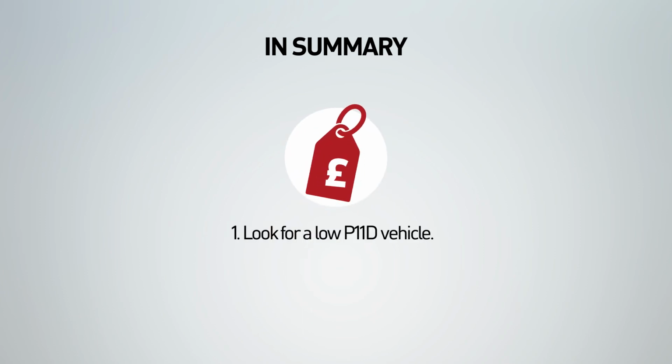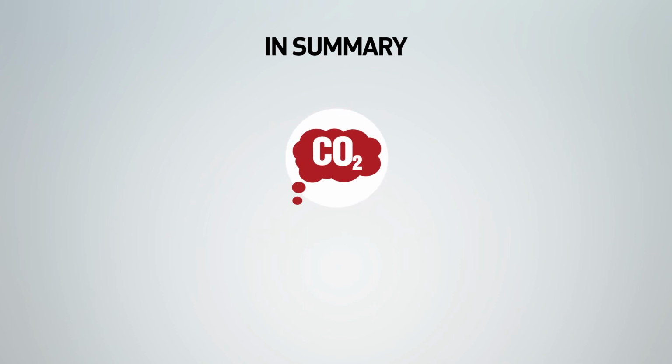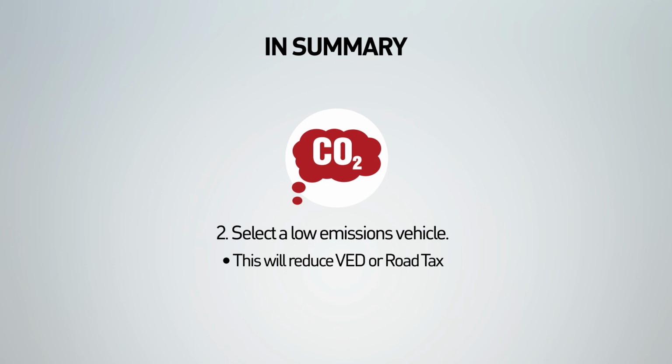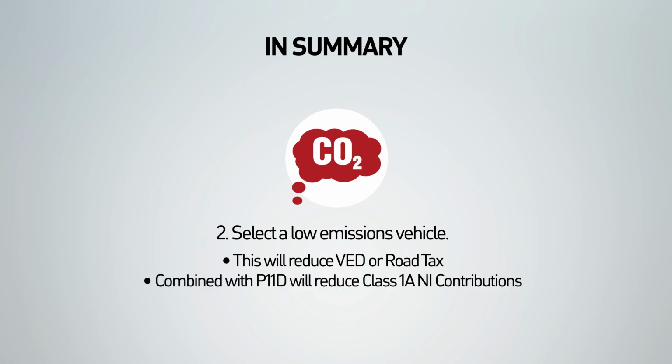To summarise, fleet managers can reduce the whole life cost of running their fleet by following several key steps. Firstly, fleet managers should look for vehicles with a low P11D value, as this is the basis for the whole life cost calculation. Secondly, fleet managers should ensure they select a low emissions vehicle, as CO2 values are used to determine the taxation elements of your whole life cost. Choosing a low emissions vehicle will reduce the VED or road fund license you're liable to pay. A low CO2 figure will also be combined with the P11D value to calculate the national insurance contributions due, meaning achieving a reduction in both P11D value and CO2 emissions is very beneficial.